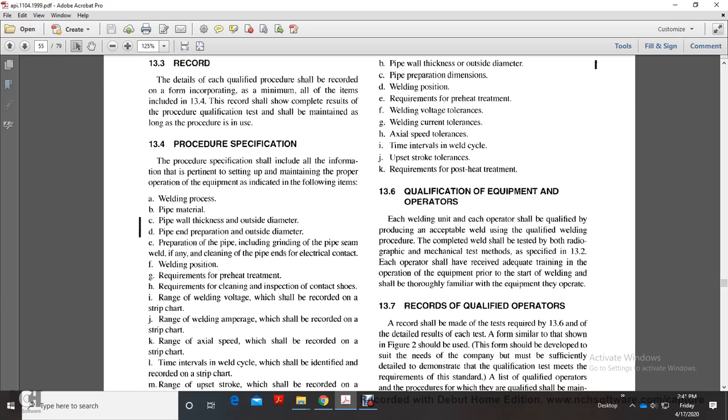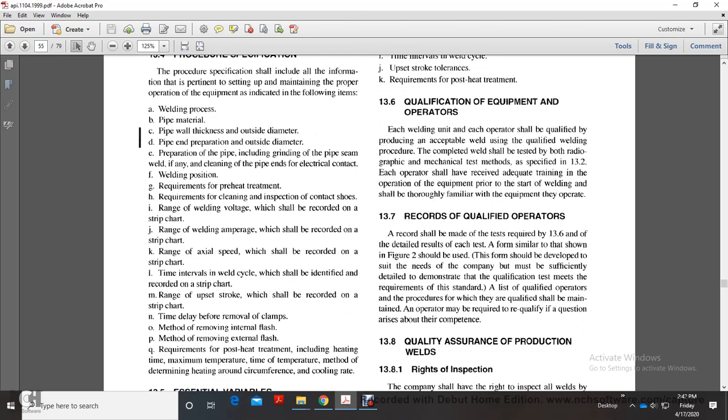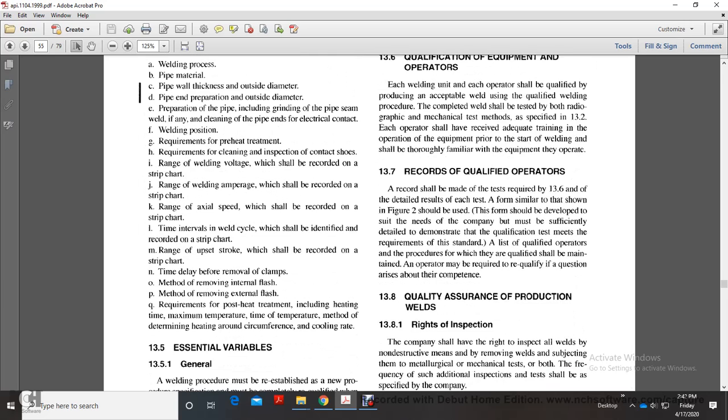13.6, Qualification of equipment and operators. Each welding unit and each operator should be qualified by producing acceptable welds using a qualified welding procedure. Complete welds shall be tested with the radiographic and mechanical testing methods specified in 13.2. Each operator shall have received adequate training in the operation of the equipment prior to the start of welding, and should be thoroughly familiar with each piece of equipment and the way it operates.